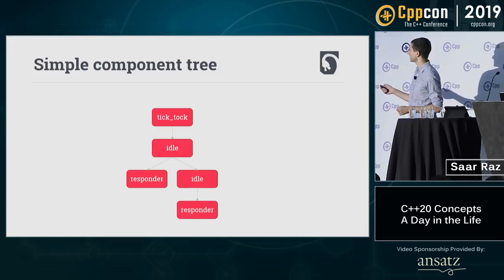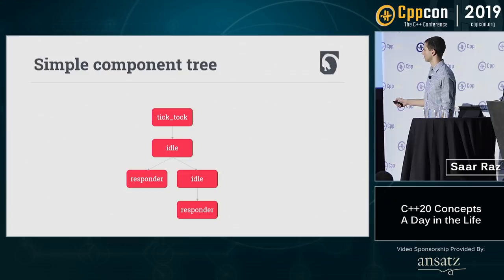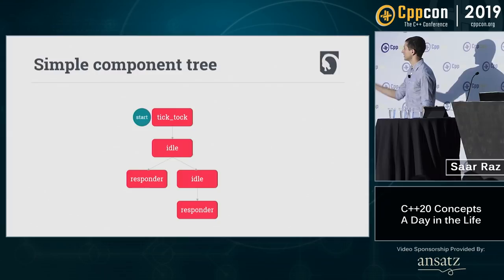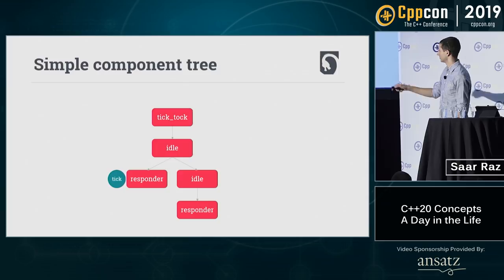This TikTok component will try to send down messages and find responders down the tree. This idle component does nothing, just there for the sake of it. And responders are gonna receive tick messages from TikTok and respond with talk messages. Let's see how it works. For example, TikTok receives the start message, then sends down a tick. The message comes to a responder, which responds with a talk.